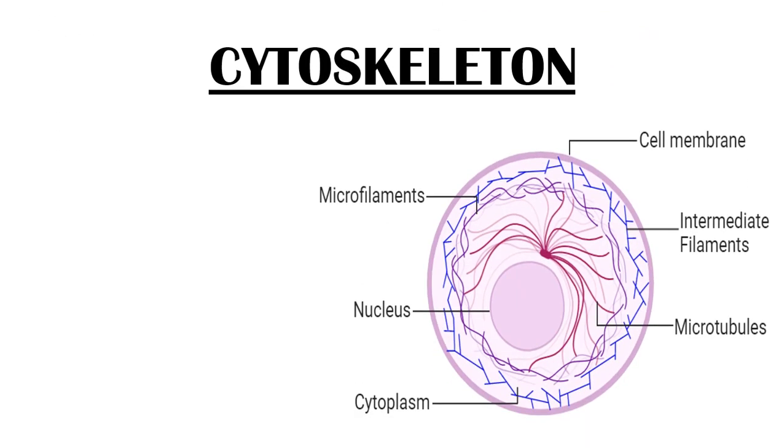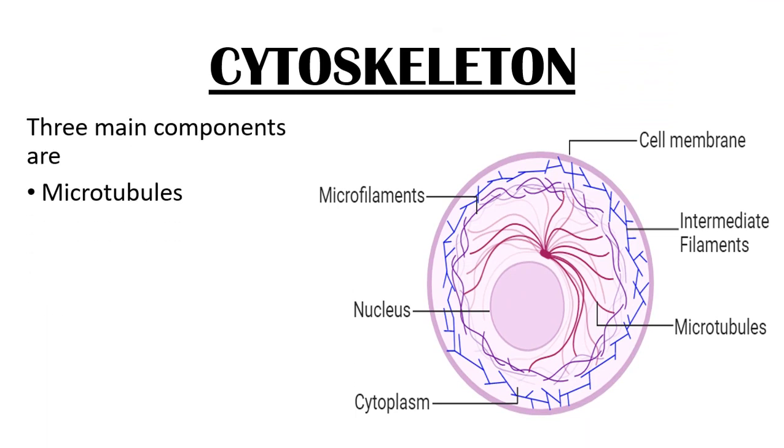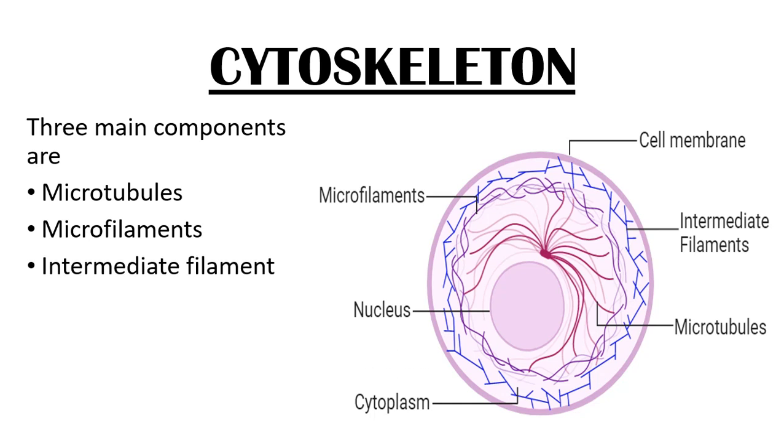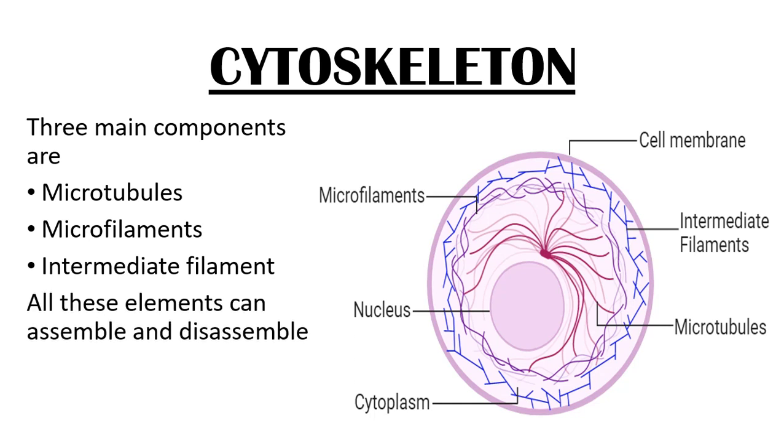The next important part of the plant is the cytoskeleton. There are three main components of the cytoskeleton: microtubules, microfilaments and intermediate filaments. Cytoskeleton is responsible for maintaining the shape, cell signaling, and cell transport. All these elements can be assembled and disassembled during mitosis and are involved in plant cell division.